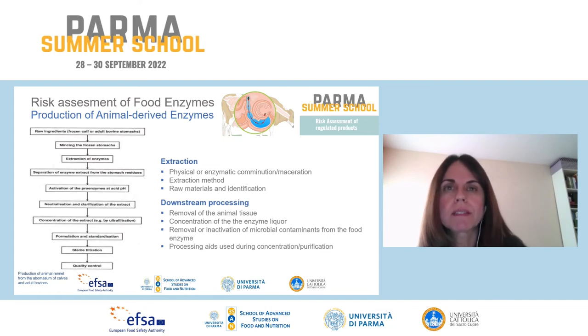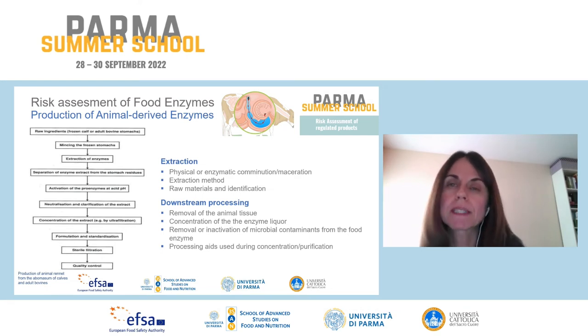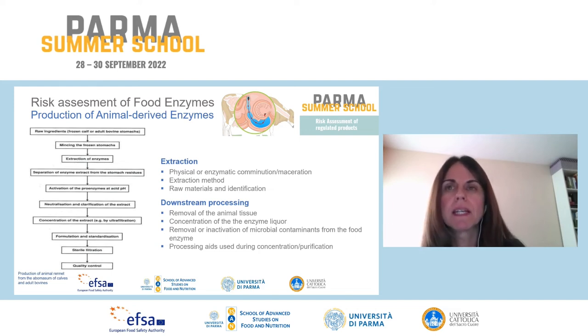In the production of enzymes from animal sources, we can differentiate two main parts: extraction of the enzyme and downstream processing. And again, we need the same type of information as that required for plant enzymes and microbial enzymes. So, identification of raw materials, description of the methods to extract the enzyme, etc.